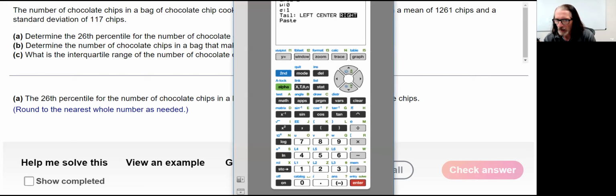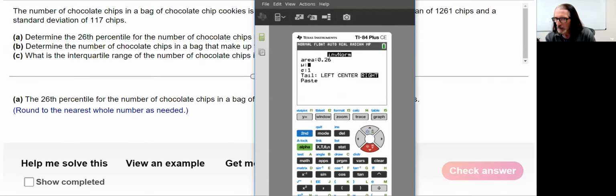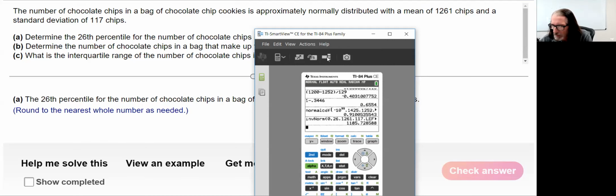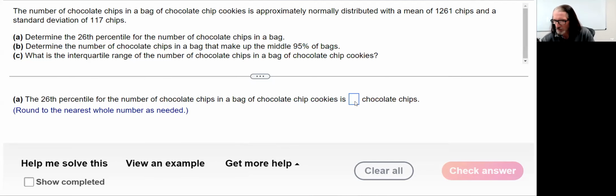And on the first one, 26th percentile means that we're going left of something with a mean of 1,261, standard deviation of 117, but we're going left of that cutoff point to get an area of 0.26. And they want this to the nearest whole number. That's going to round to 1,186 chocolate chips.